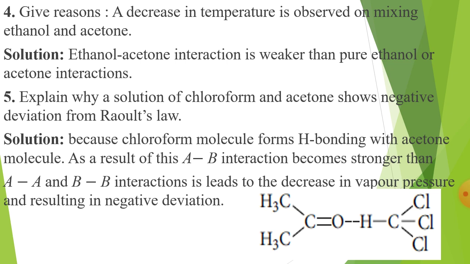Next, explain why a solution of chloroform and acetone shows negative deviation from Raoult's law. This I have told you in the example: because chloroform molecules form H bonding with the acetone molecules. As a result of this, AB interaction becomes stronger than AA and BB interaction. This leads to a decrease in vapor pressure and hence results in negative deviation.